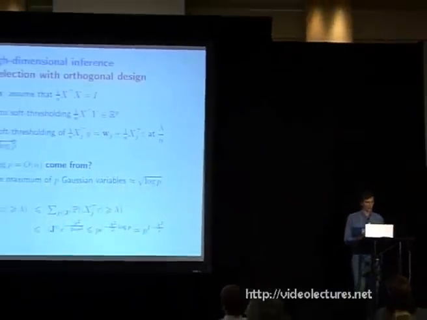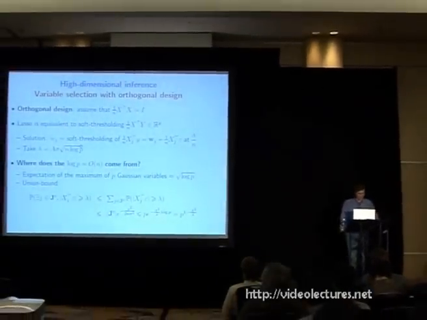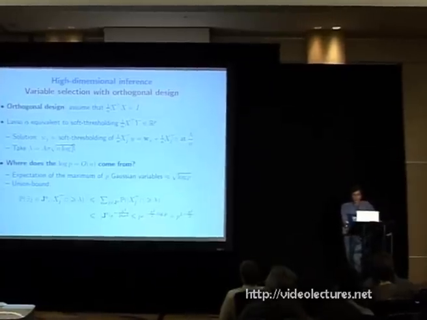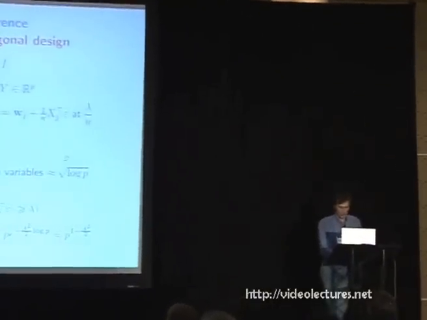So let's look very quickly at how it works, just to give you an idea of where this log p comes from. I don't want to give you a class on concentration inequalities, it's going to be a bit too long. But if you look closely at the proofs, the way I understand it, I may be wrong, is that the log p comes from the fact that if you take p independent Gaussian variables, or maybe even not independent, the maximum has an expectation which grows as the square root of log p. So this is the main reason why.